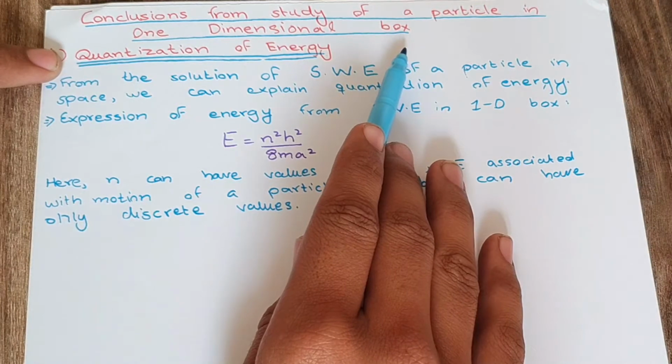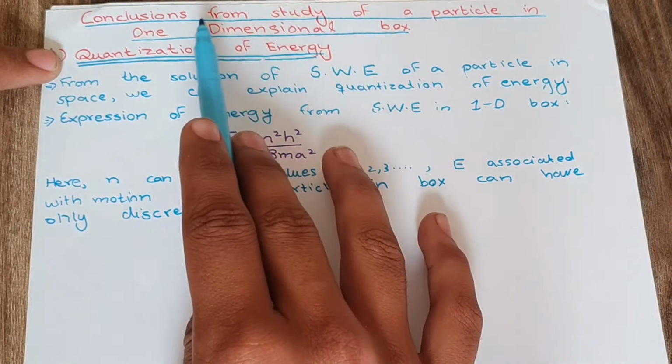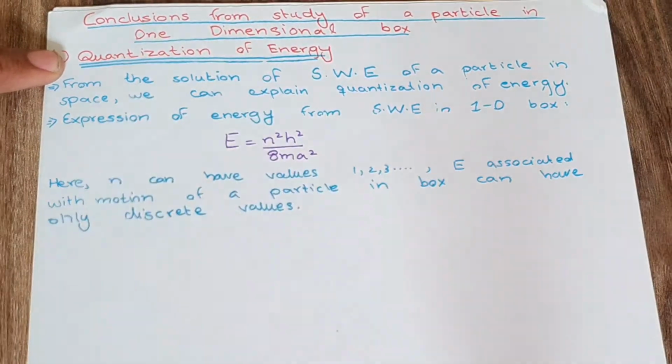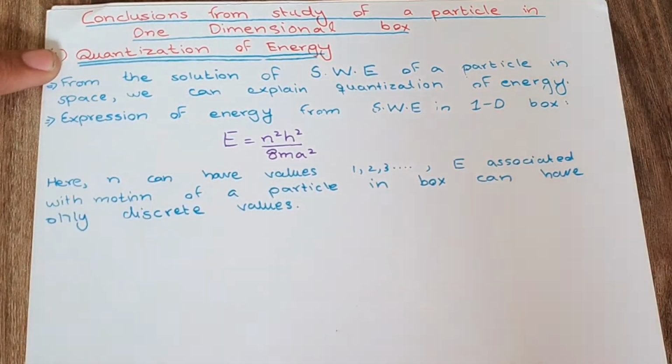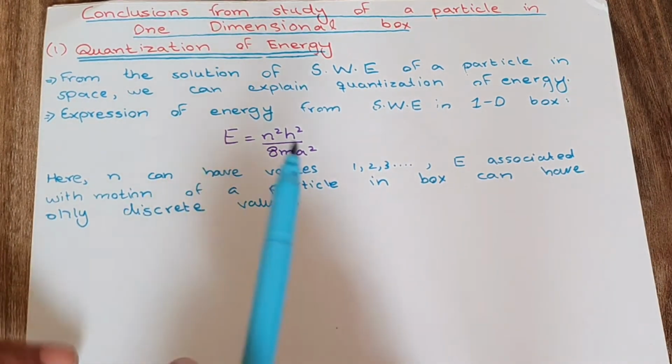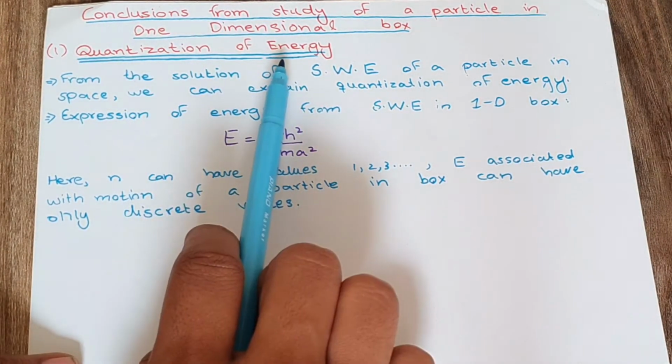The topic of today's video is the conclusions from the study of the particle in a one-dimensional box. In this video we are going to describe the conclusions that have been drawn from the particle in a one-dimensional box. So first of all, what was the first conclusion? The first conclusion was the quantization of energy.